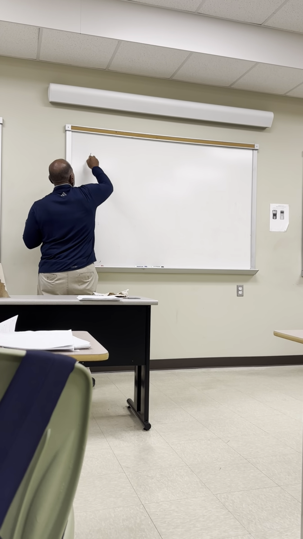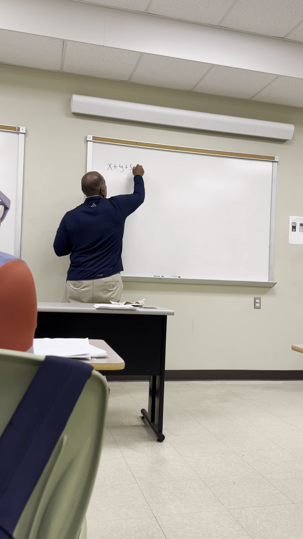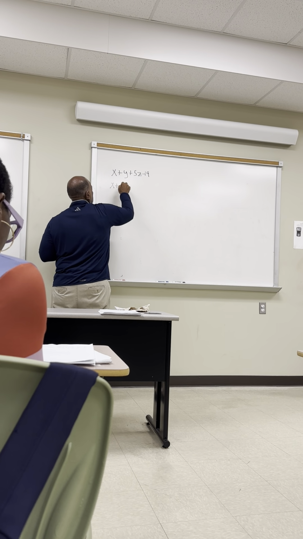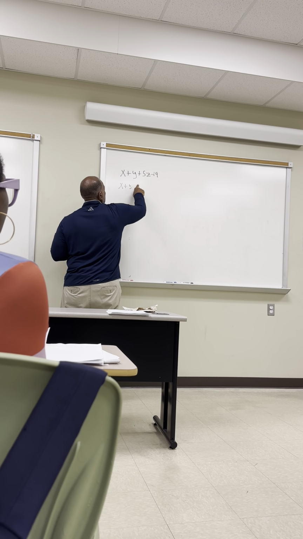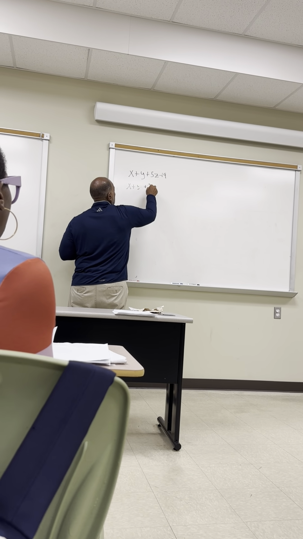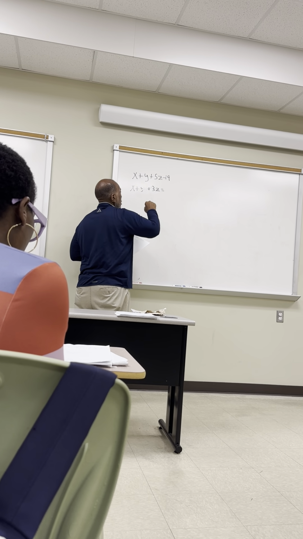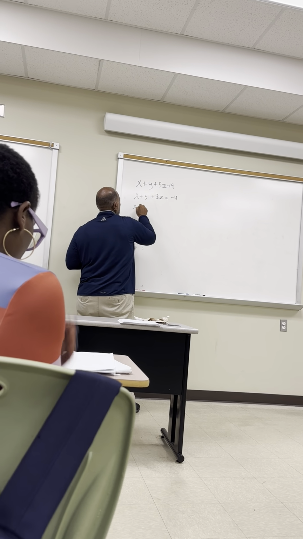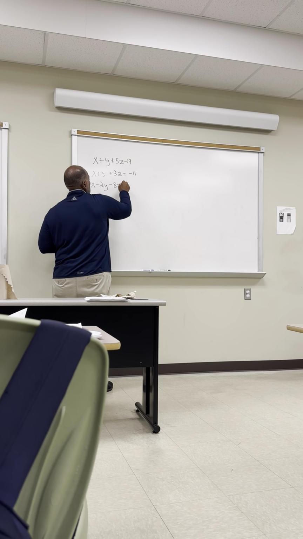X plus Y plus 5Z equals negative 19. X plus Y plus 3Z equals 3. Negative 11. What am I looking at? Not the right thing. Negative 11. Oh, no, he had it right. Equals negative 11. X minus 2Y minus 8Z equals 21.